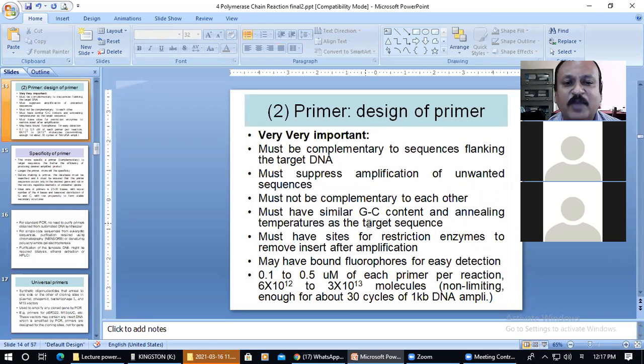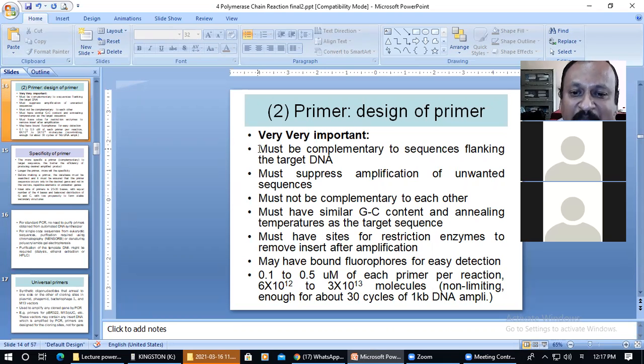Then the next point is about the designing of primers. This is a very important topic, and the reason is that if the primer is not correct, or even if the primer is correct but it doesn't bind to the proper site on the template DNA, then the newly synthesized DNA will not be a copy of the original template DNA. It will be something else, which we don't want to happen, and therefore designing the proper primer is a very important part of the PCR reaction.